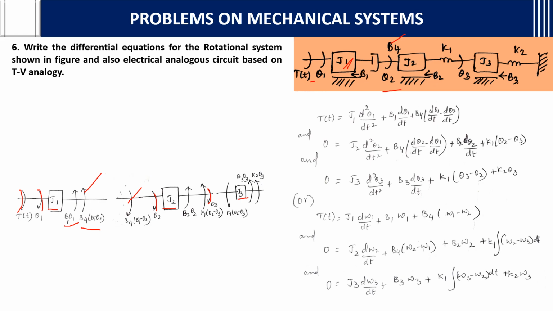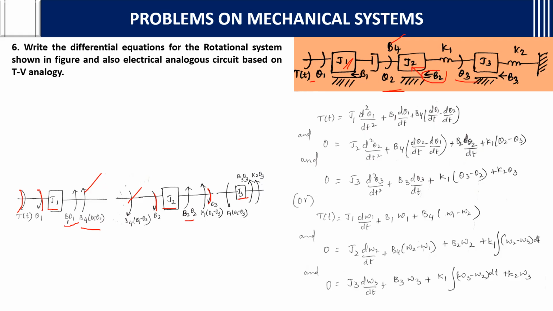for B2 also it is written in the same way. So for B2, if something is written like this with an arrow mark with respect to that element, there is no need to consider theta 1, theta 2 and theta 3. With respect to the mass element or the J element only you should consider. Nothing but B2 into theta 2.